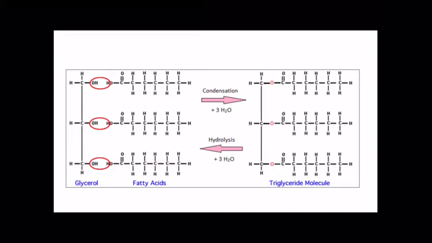So in order to build a triglyceride, we need to have a glycerol molecule, and we need to have fatty acids, and then we can do that dehydration synthesis reaction and attach the fatty acids to the glycerol molecule. Of course, we can run that reaction the other direction, and we can separate the fatty acids off of the glycerol by doing hydrolysis. If we insert a water molecule in there, then we'll run the reaction the other way, and we'll have separated the glycerol molecule from the fatty acids.